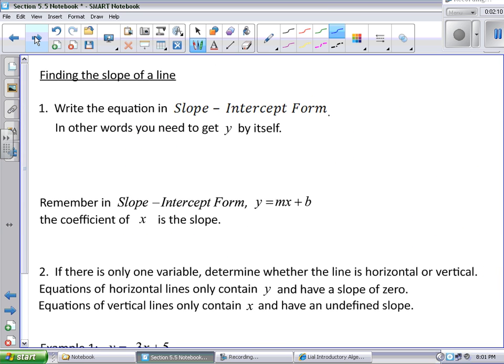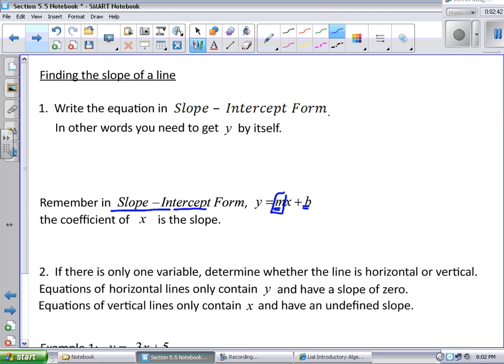In order to determine if lines are parallel or perpendicular, we need to find the slope of the line. So the method for finding the slope of the line is to write the equation in slope-intercept form, or in other words, to get the y by itself. Remember, slope-intercept form, y equals mx plus b, the slope is the coefficient of x and b is the intercept. So what we're really looking for is that coefficient of x.